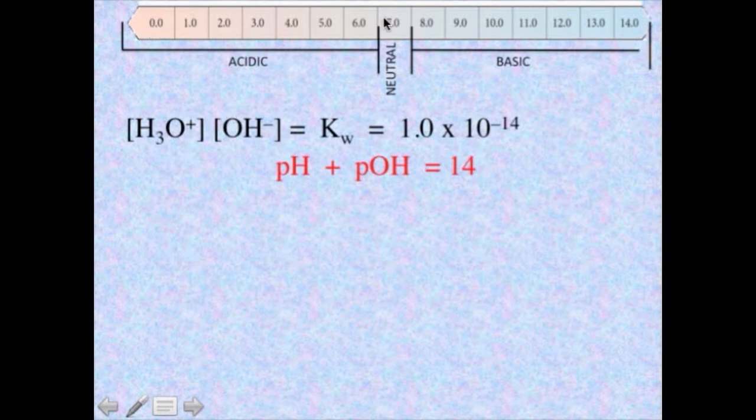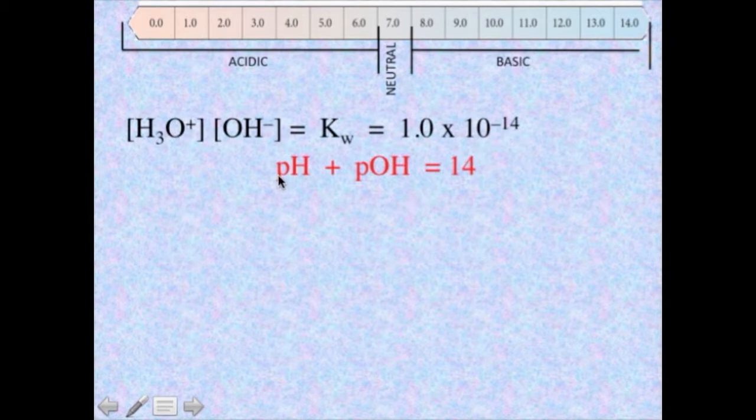From 0 to 7, it's acidic. From 8 to 14, it's basic. And if it's right at 7.0, it's a neutral solution. So we know that hydronium ion concentration and hydroxide ion concentrations multiplied together give a constant 1 times 10 to the minus 14.